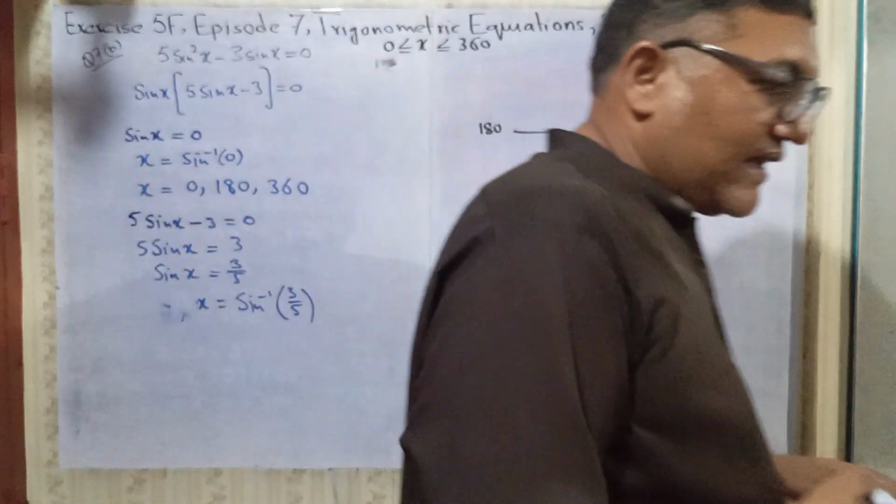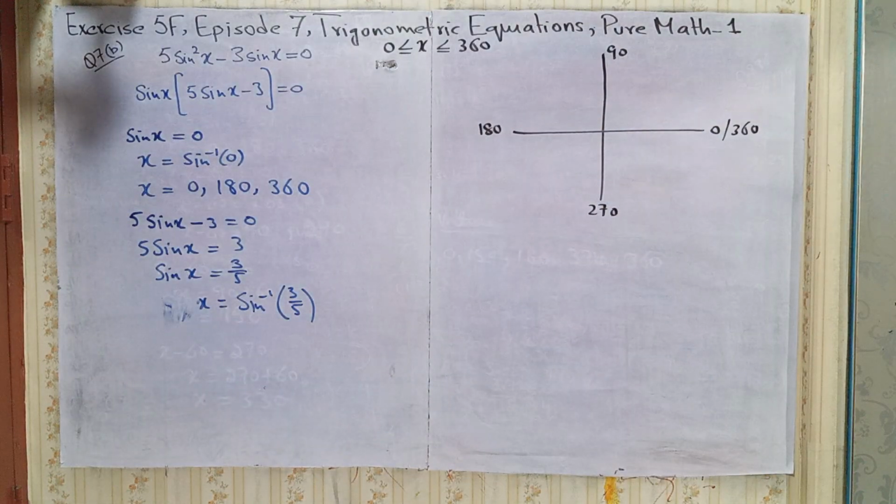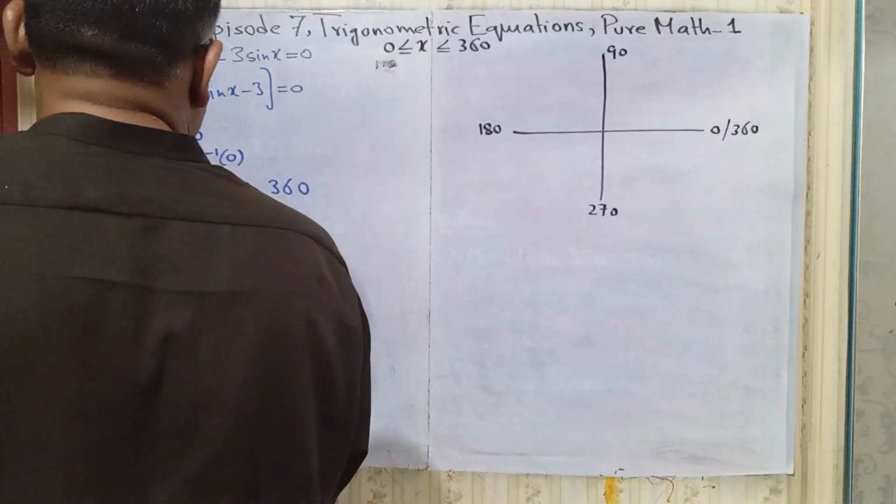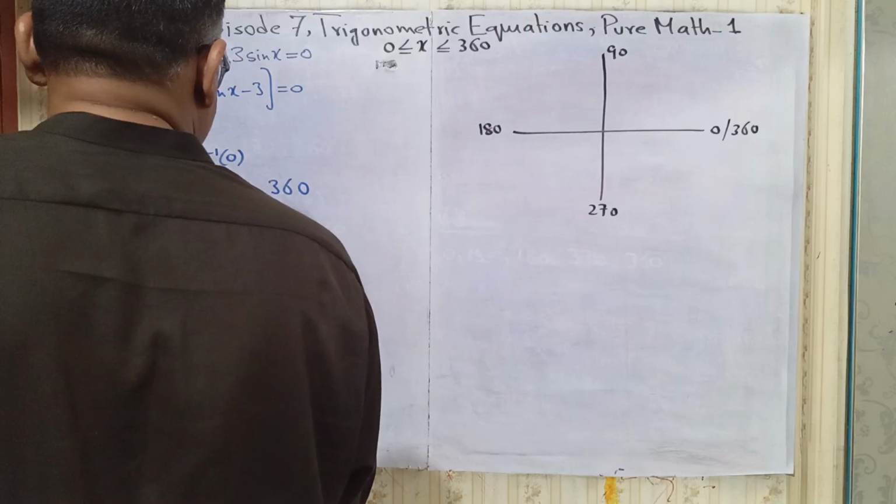So with the help of my calculator, because we are working now in degrees, your calculator must be set in degrees. So let's check my calculator. Let me set it into degrees. Okay, I have changed the setting of my calculator. Now it's set in degrees. So shift sine, bracket start, 3 by 5, bracket close, and equals to. It gives me 36.87. So the x is equal to 36.87.